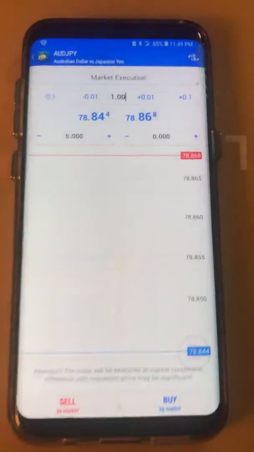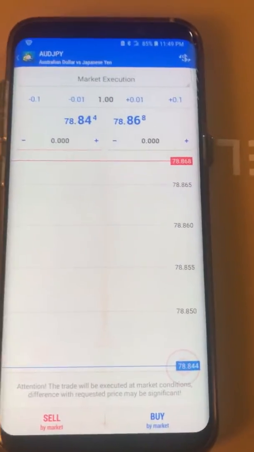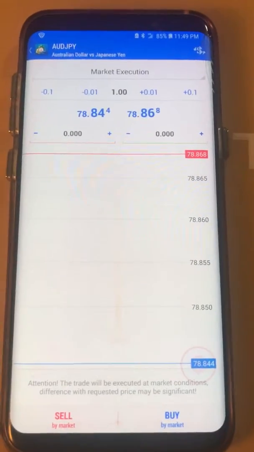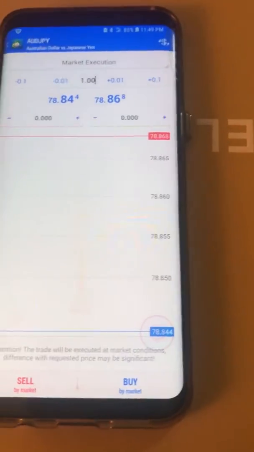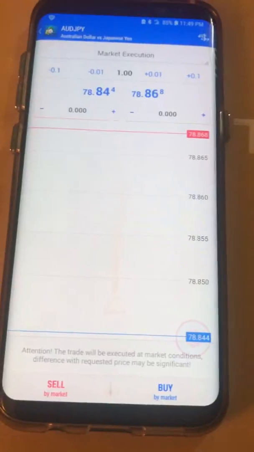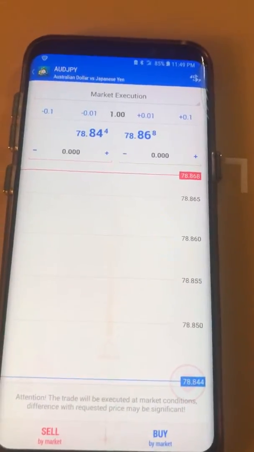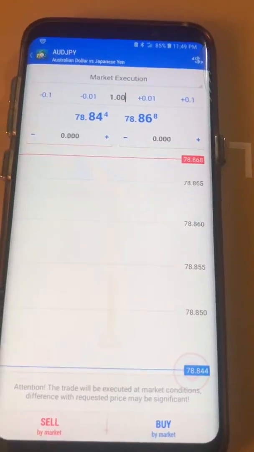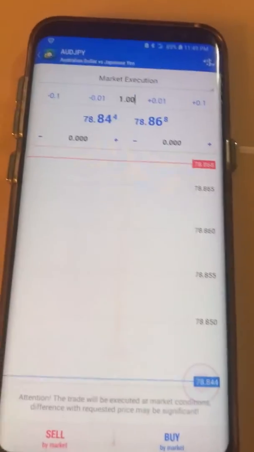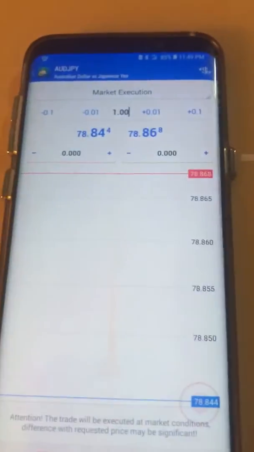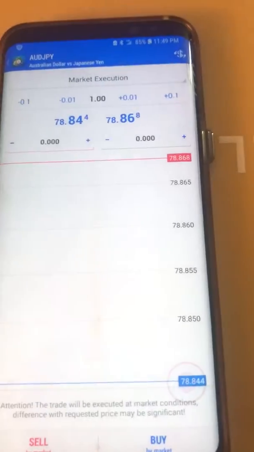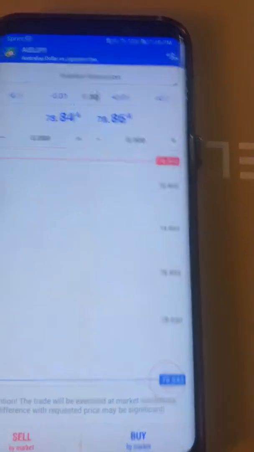You tap new order, you come to this screen. At the top, you see it says market execution. All market execution means is that I am ready to jump in this trade right now. Underneath market execution, you see a series of numbers. You see that number in the middle, that number 1 that's in black. That 1 corresponds to how much money you are risking in this trade per point or per pip.